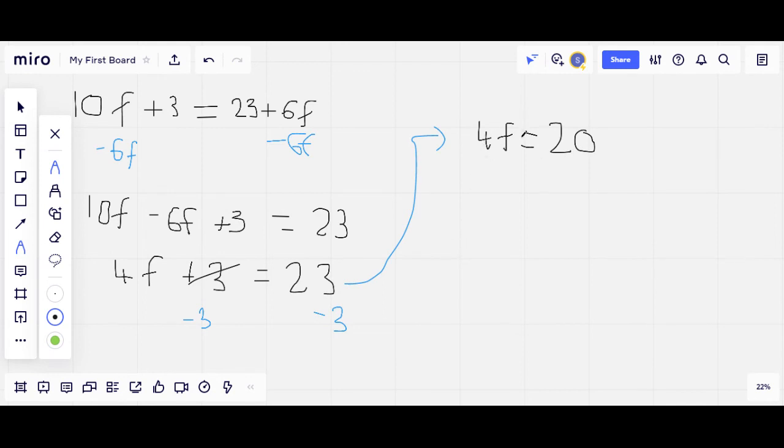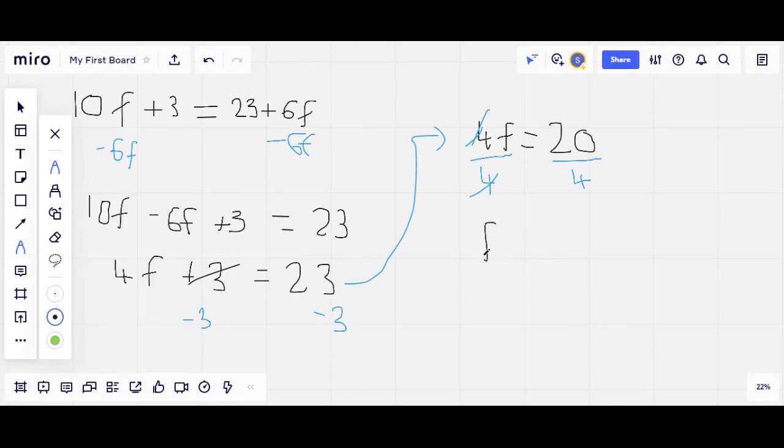Final step is to find f by itself. So we know that this is 4 times f. So that's 4 times f. We have to do the opposite operation. So we need to divide by 4. So divide by 4. And then we've got to do the same to this side. Always do the same thing to both sides. So divide both sides by 4. So on this side, dividing that, it just cancels out that one and that one. They cancel each other out. So we have f by itself.